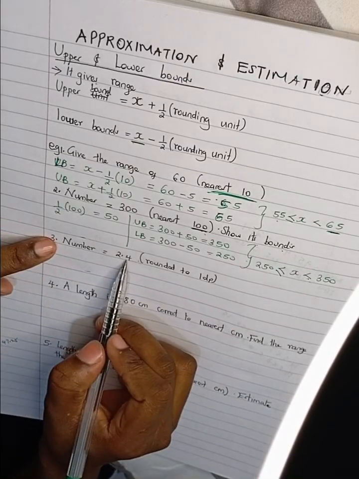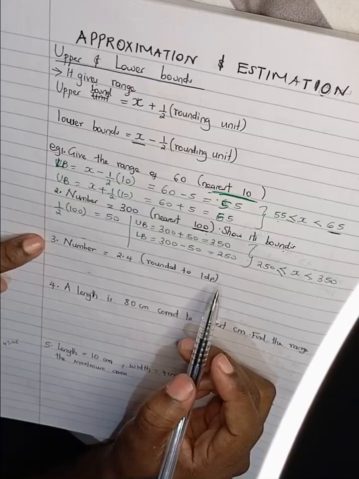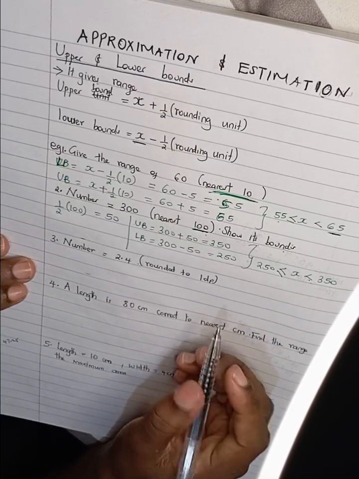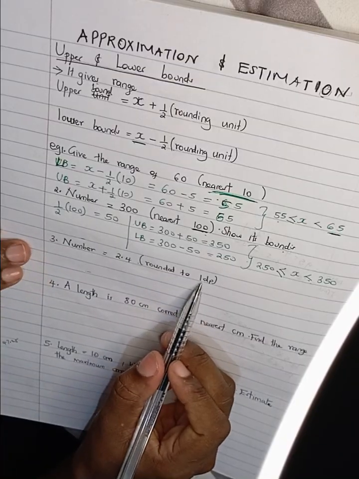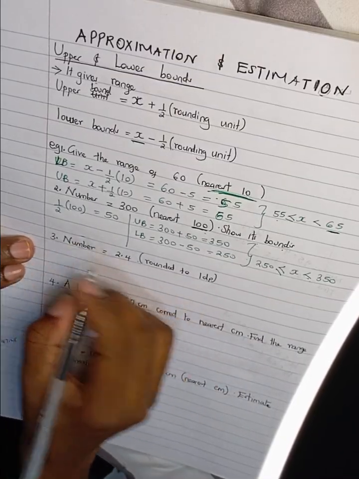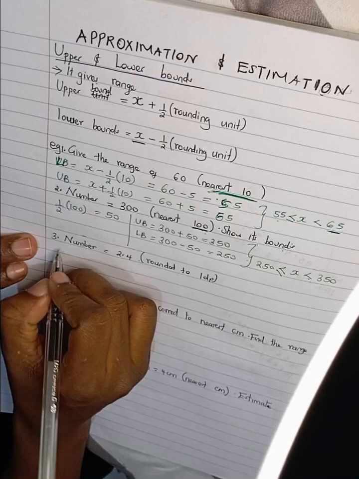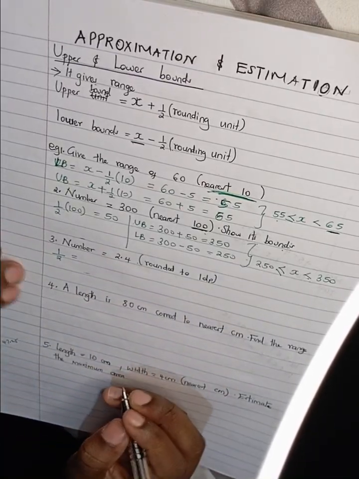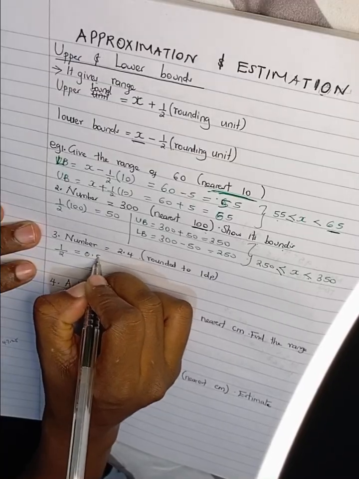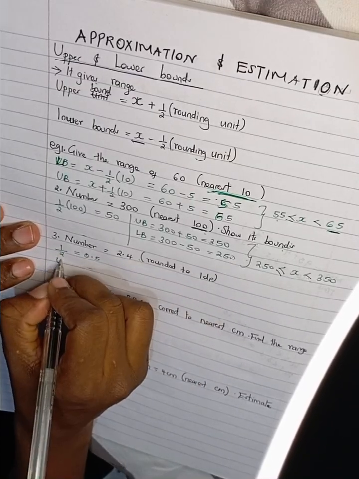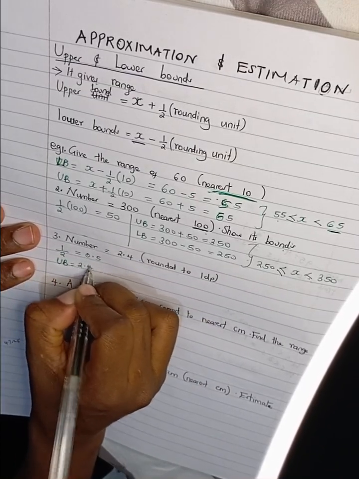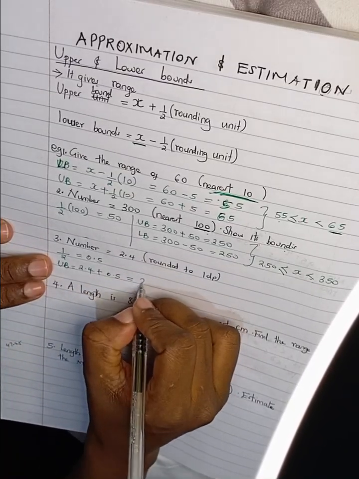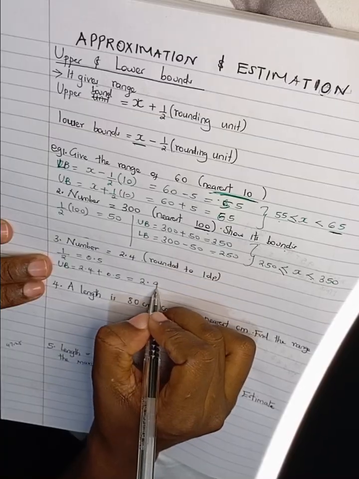A number is given as 2.4 rounded to 1 decimal place. Now to find the range of this, we have to find the upper bound and the lower bound. Since the rounding unit is 1, to get half the rounding unit we get 1 over 2, simply dividing by 2 or multiplying by half, which is 0.5. Now the upper bound equals 2.4 plus 0.5, which equals 2.9, right?